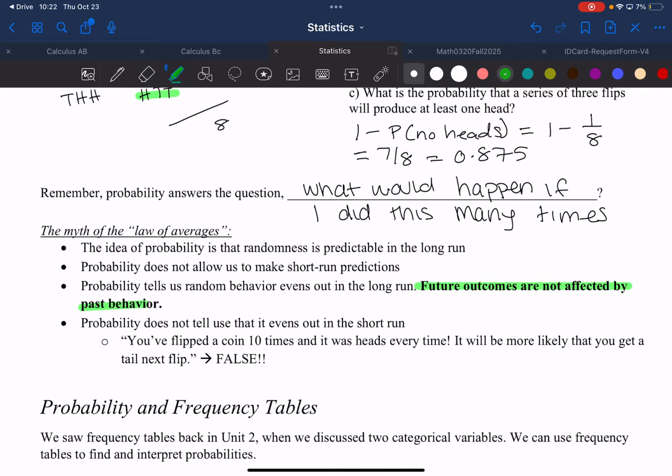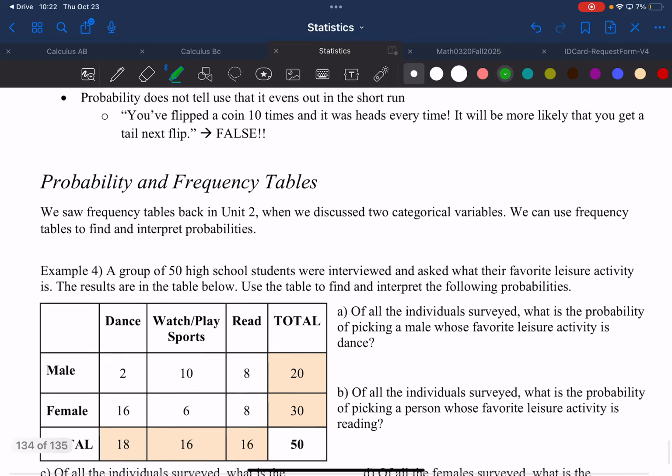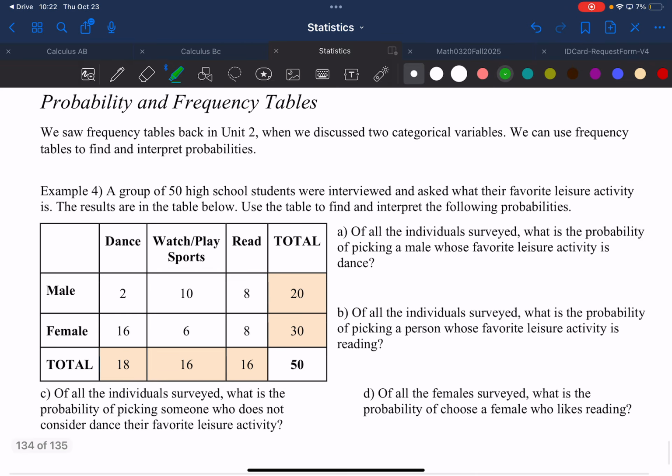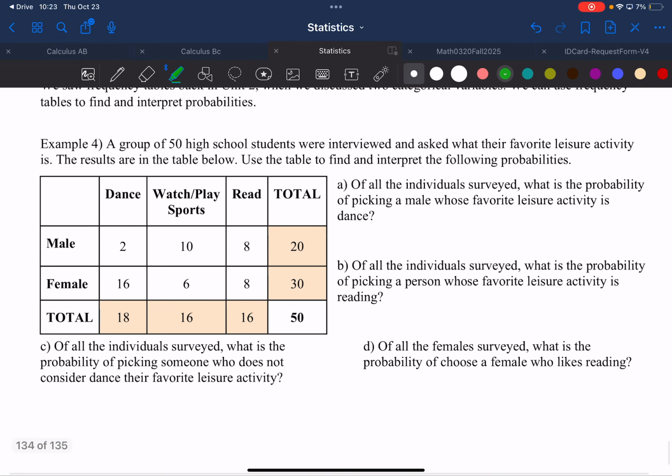Now let's look at frequency tables. Remember we learned about frequency tables back in Unit 2, when we were describing two categorical variables. Here it says a group of 50 high school students are interviewed and asked what their favorite leisure activity is. The results are in the table below. It wants you to find and interpret these probabilities.